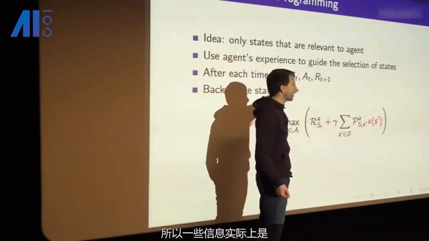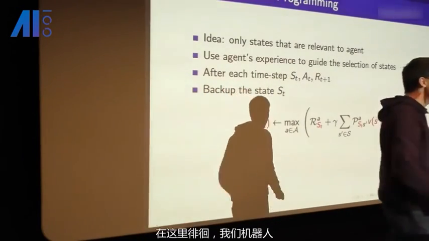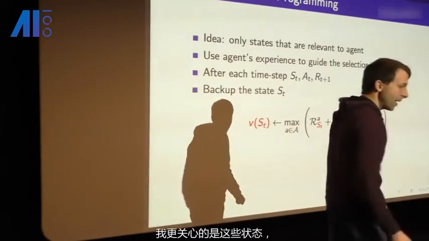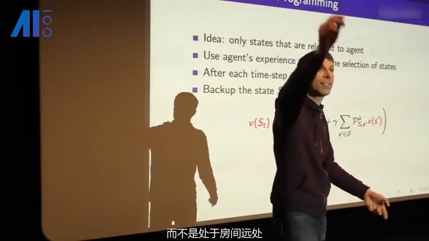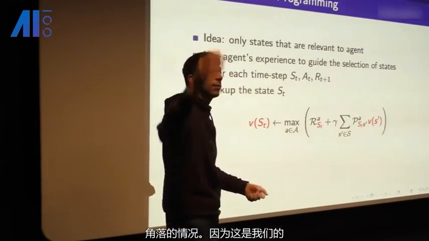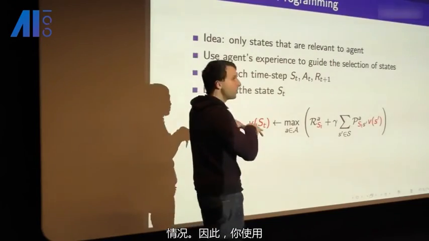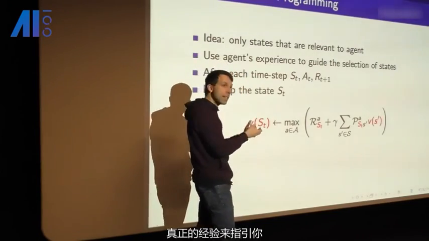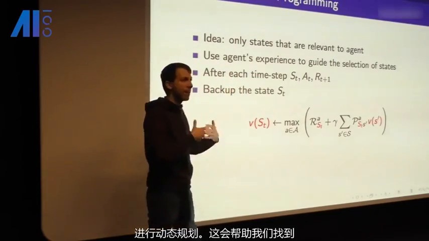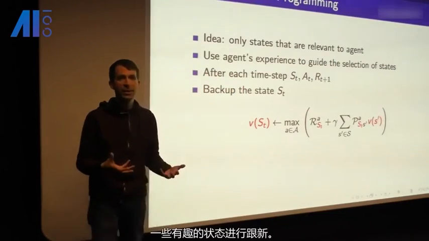So if I've got some robot and it's really wandering around this bit of carpet, I care much more about those states than what's going on in the far corner of the room, because that's what the agent is actually encountering under its current policy. So you basically use real experience as a guide to seed the dynamic programming and help it find interesting states to update.